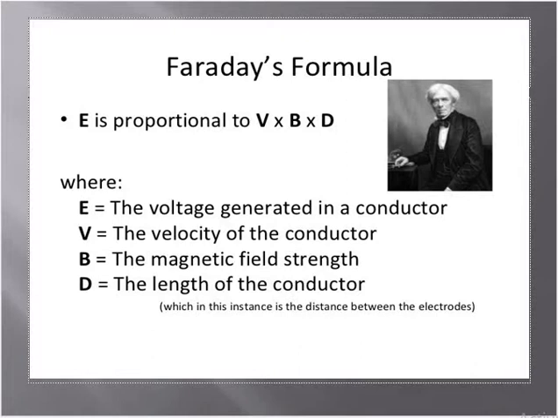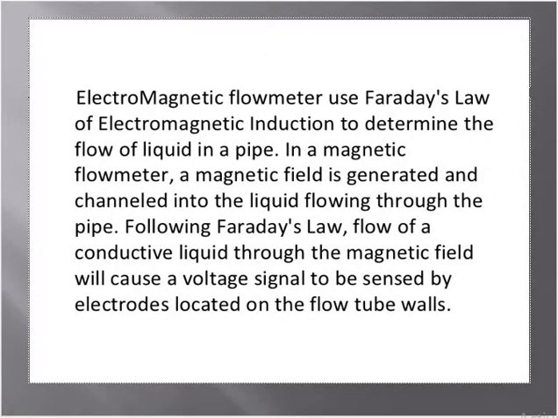So here we are observing Faraday's formula. Faraday's formula is E equals V times B times D. E is the voltage generated by the conductor, V is the velocity of the conductor, B is the magnetic field strength, and D is the length of the conductor. In this instance we take it as the distance between the electrodes.